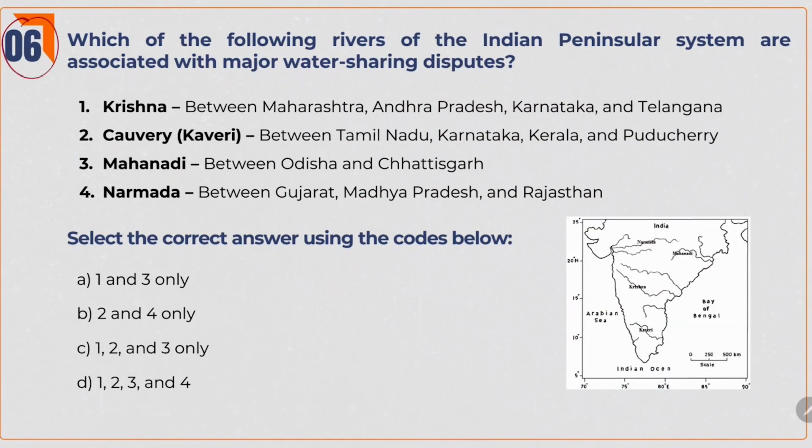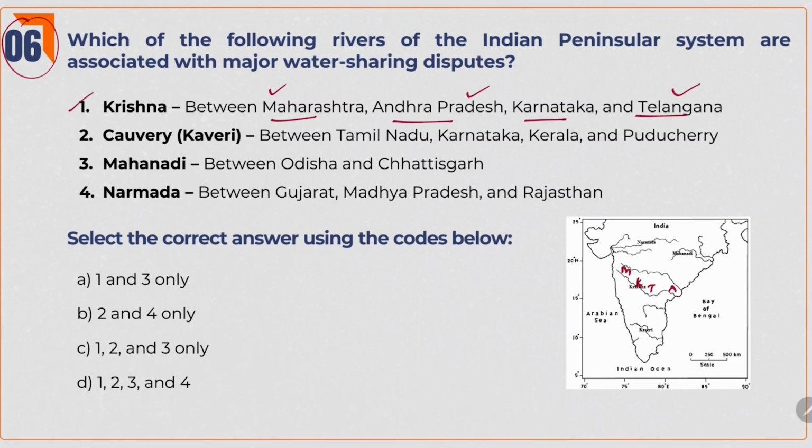Next one. Which of the following rivers of Indian peninsular system are associated with water sharing disputes? Okay. Krishna river dispute, Kaveri, Mahanadi and Narmada river disputes are in between which states they are asking. Krishna river. It is between Maharashtra, Andhra Pradesh, Karnataka and Telangana. Yes, we know that Krishna river originates in Maharashtra and it ends at Andhra Pradesh. In between Maharashtra and Andhra Pradesh, Telangana is there. And if you observe, Krishna also passes through Karnataka. It passes from Maharashtra to Karnataka, Telangana and Andhra. So all these 4 states are included in the Krishna water dispute.